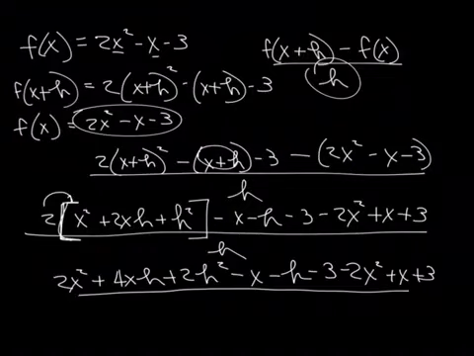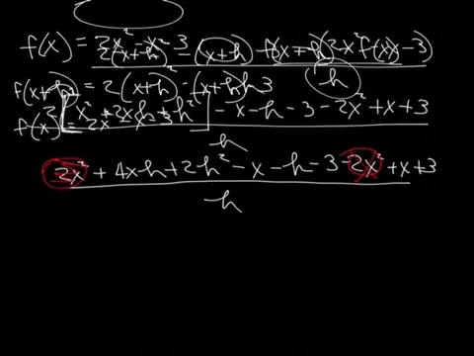Notice how these get a little bit long. Alright, so I've got a 2x squared here and a negative 2x squared there, so those go away. Let's see, do I have anything else that's going to go away? Let me slide all this up a little bit.